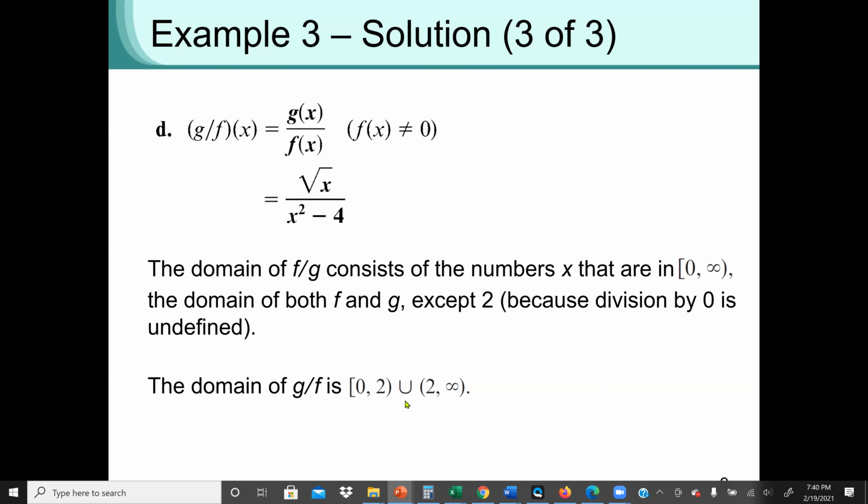Except 2, we have to take 2 out. So this means we can't have a square root of a negative value, and we cannot divide a value by 0. So x shouldn't be a negative value, and at the denominator, x also shouldn't be 2.